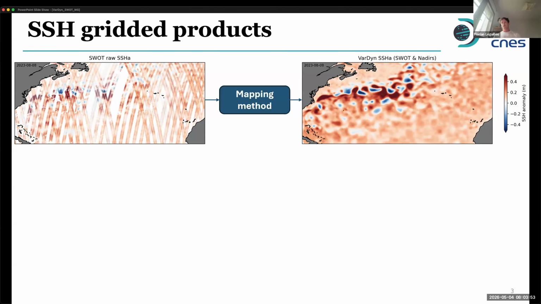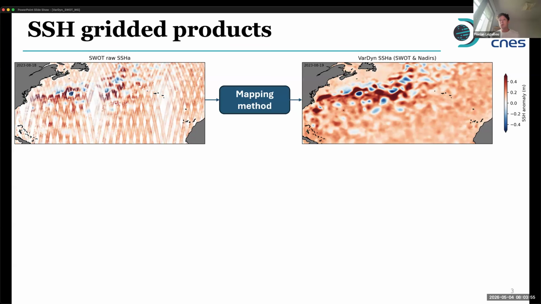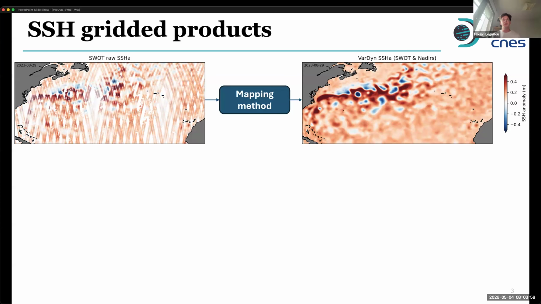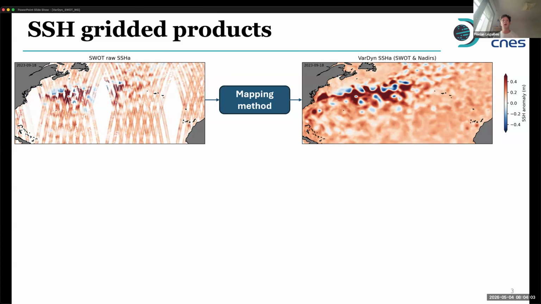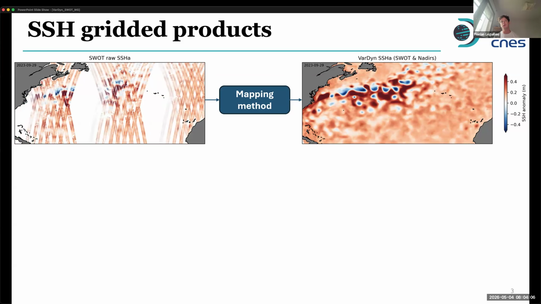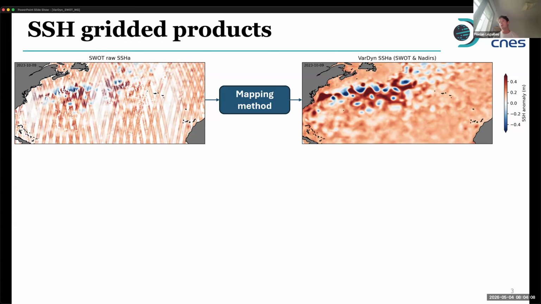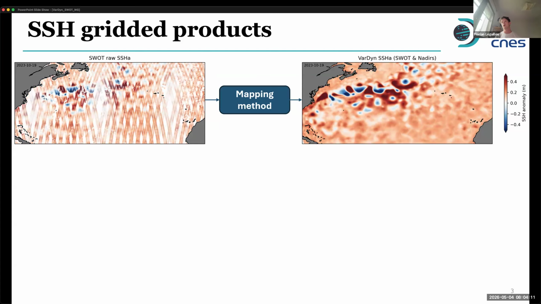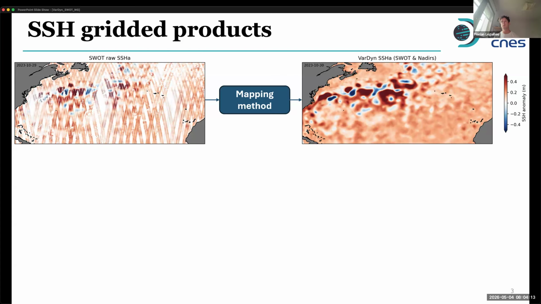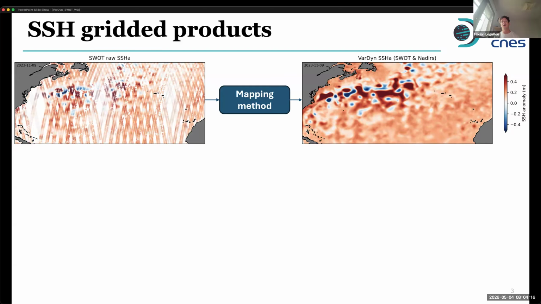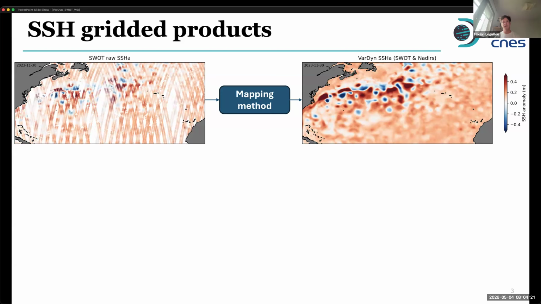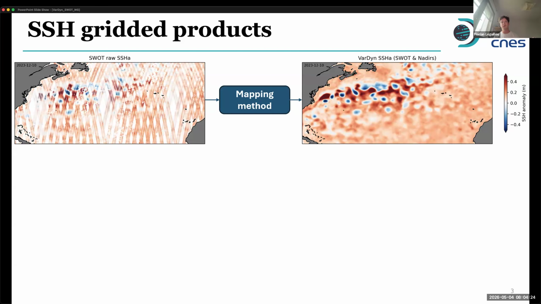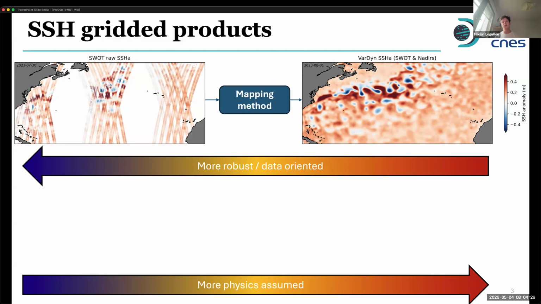Just a slide about a bit of context. So here we speak about mapping SWOT, mapping altimeters to have gridded products that are regular in space and time. So we start from level 3 data from SWOT, and we aim to have level 4 data. So as you can see here on the right, the maps are from VarDyn in the Gulf Stream region. So we have a bunch of mapping methods.